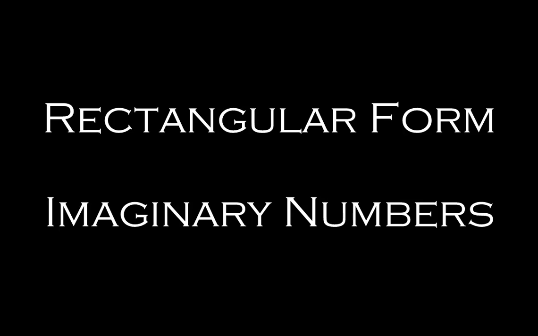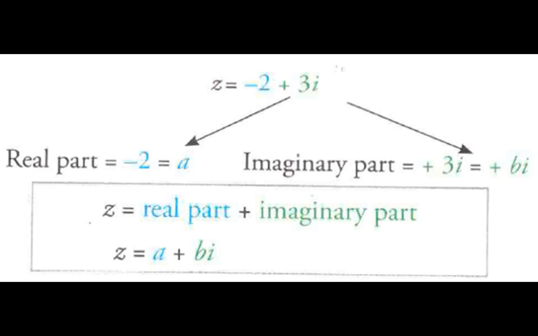Rectangular form is made up of two parts. You have A, which is the real part. This is the one before the sign in the center. And you have the imaginary part, which is at the end. This one is normally attached to i. So the imaginary part is attached to i, and the real part is the number that's in front.